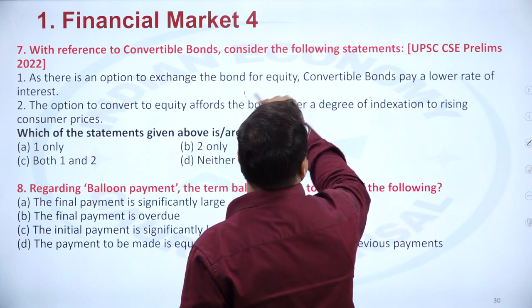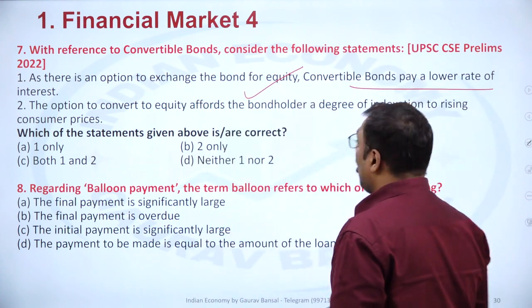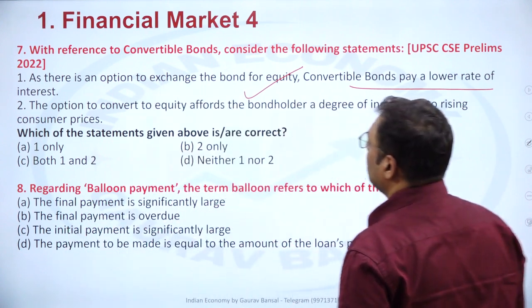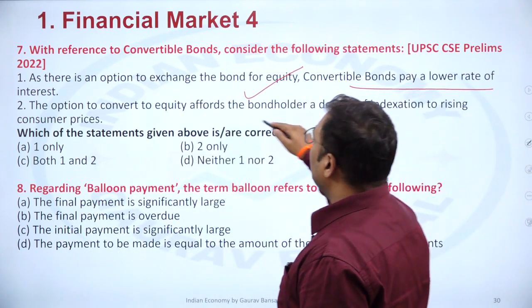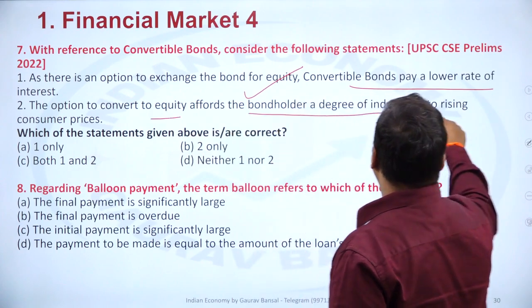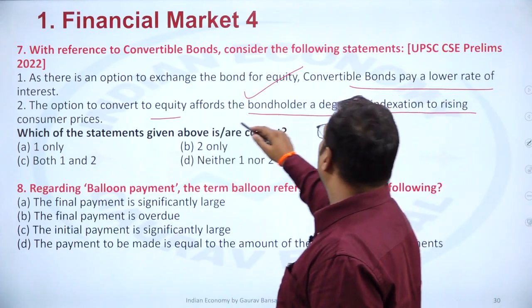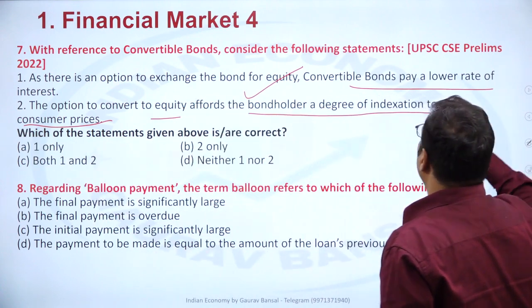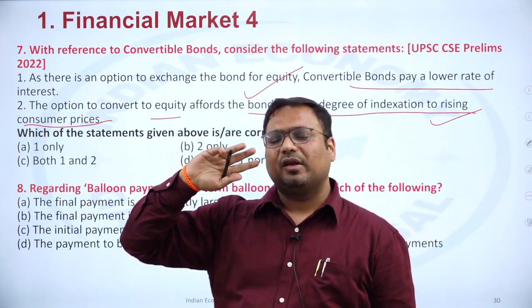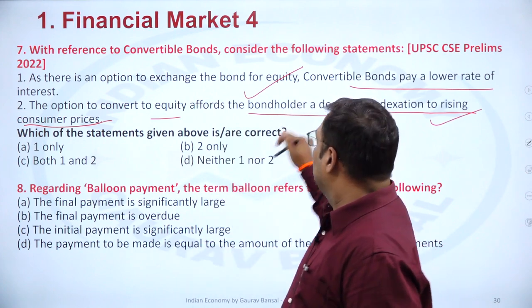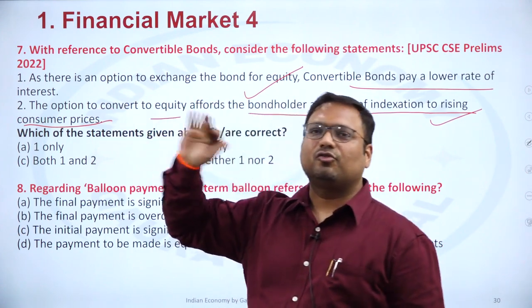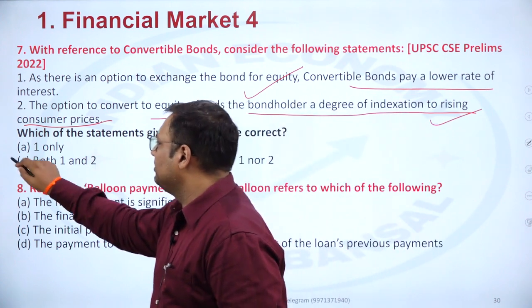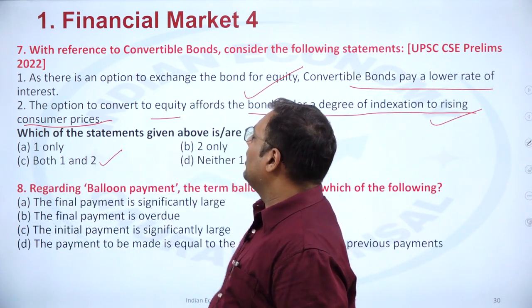So, since there is an extra option, they pay you lower interest. That is obvious. The option to convert to equity affords the bondholder a degree of indexation to rising consumer prices. This is correct. Since equity prices are more sensitive to inflation, that gives you some relationship to inflation as well, so some coverage against that risk. So, both 1 and 2.